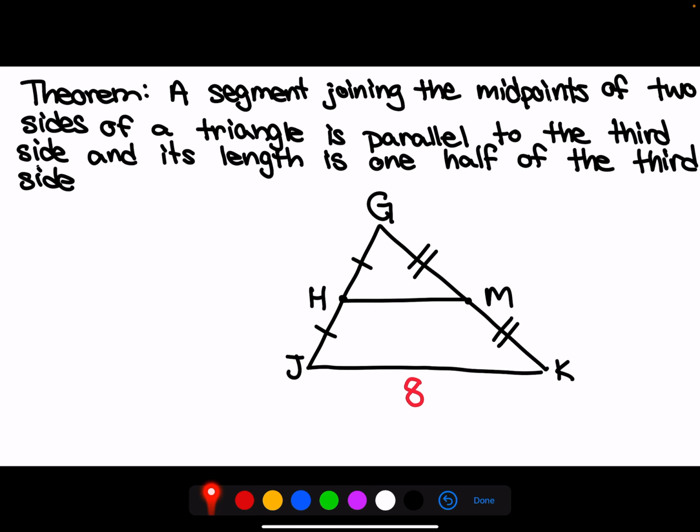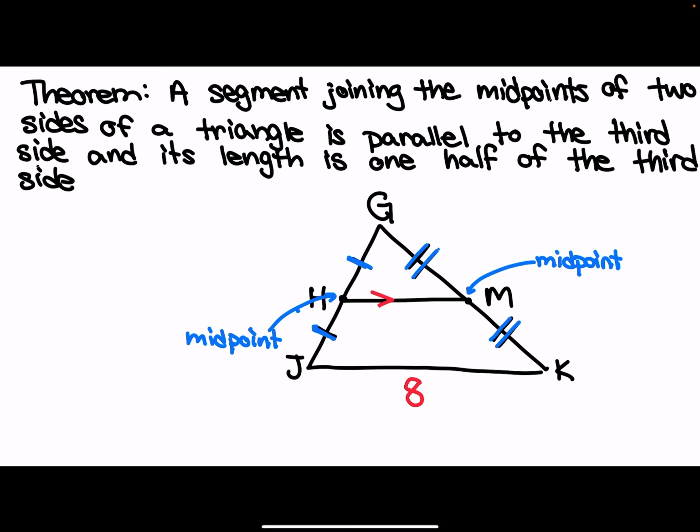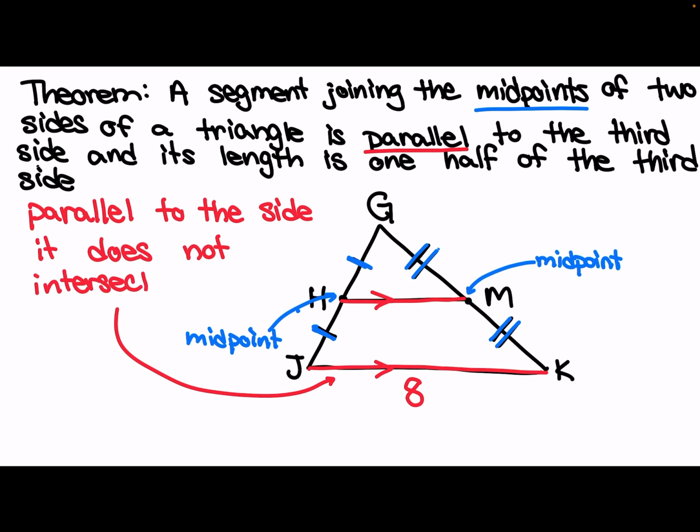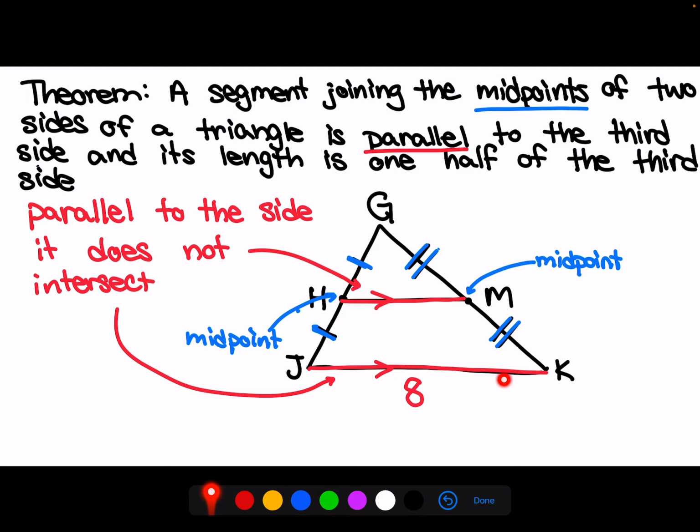So the last theorem that we're going to talk about today is the midline theorem. The midline theorem states a segment joining the two midpoints, so I have two midpoints, H and M here. The segment that's joining those together is parallel to the third side. So HM is going to be parallel to JK, and also HM is going to be 1/2 of JK's length. So again, we have the midpoints here that we can see, and then it's parallel to the side that it does not intersect. So these two segments will always be parallel whenever we have a midline.